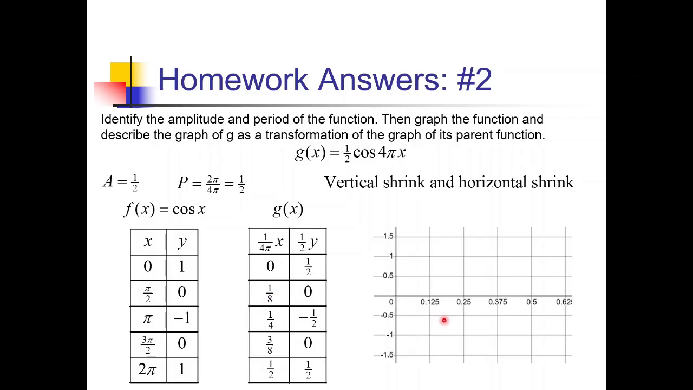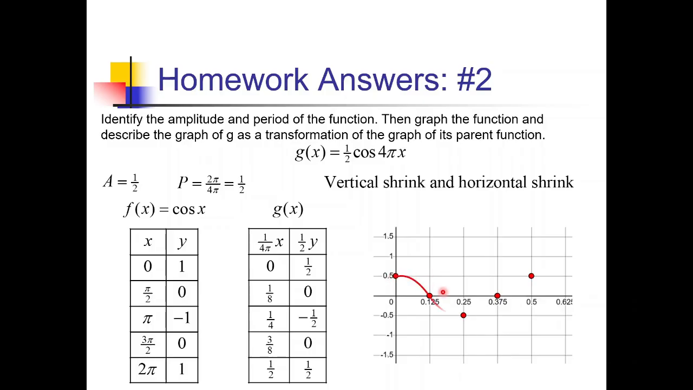So let's see what I did here. So yeah, vertical grid lines going by 0.5s. Horizontally, 0.125 is the same as 1/8. So let's graph out my points. We've got 0, comma 1/2, 1/8, comma 0, 1/4, comma negative 1/2, and now we've got 3/8, comma 0, and finally 1/2, comma 1/2.